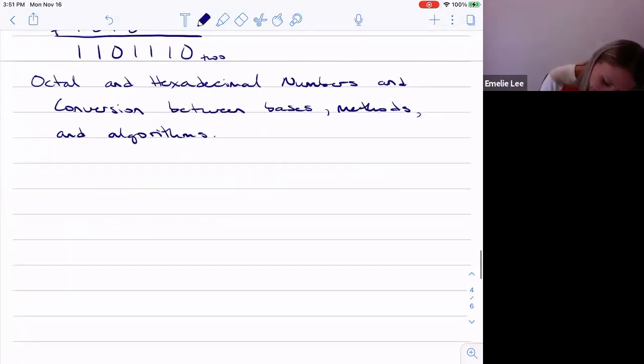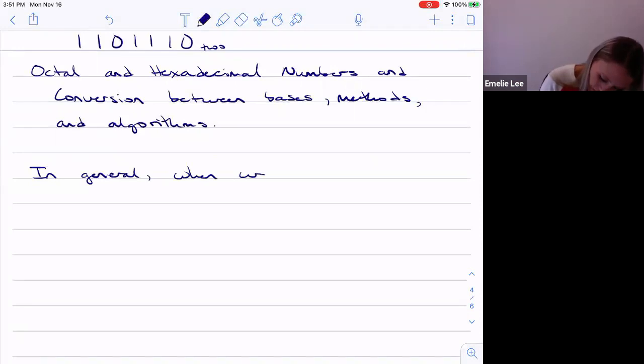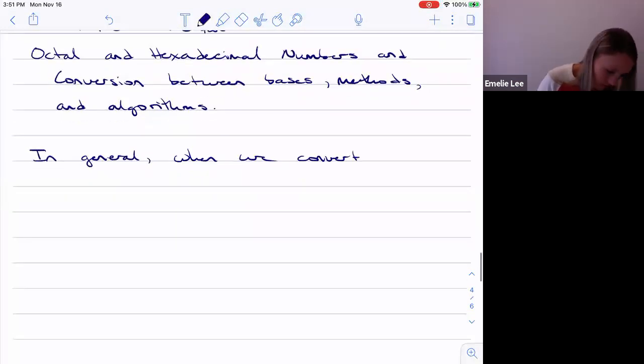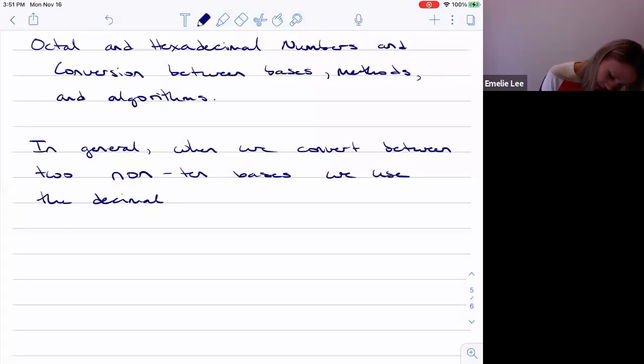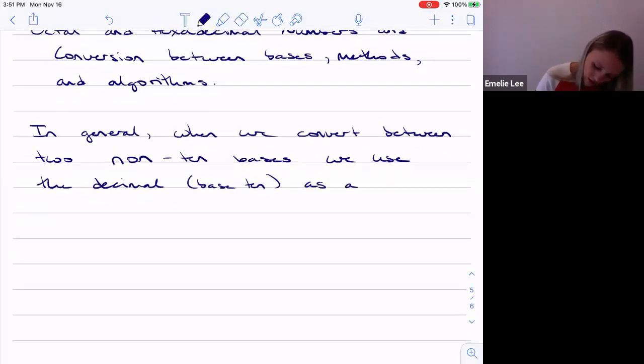So in general, when we convert between two non-10 bases, if that makes sense, we use the decimal, which is, remember, just the way of saying base 10. So the decimal, base 10, as a gateway.